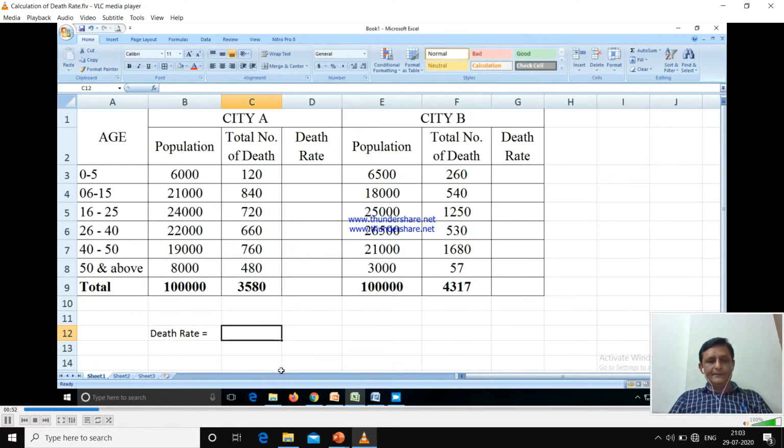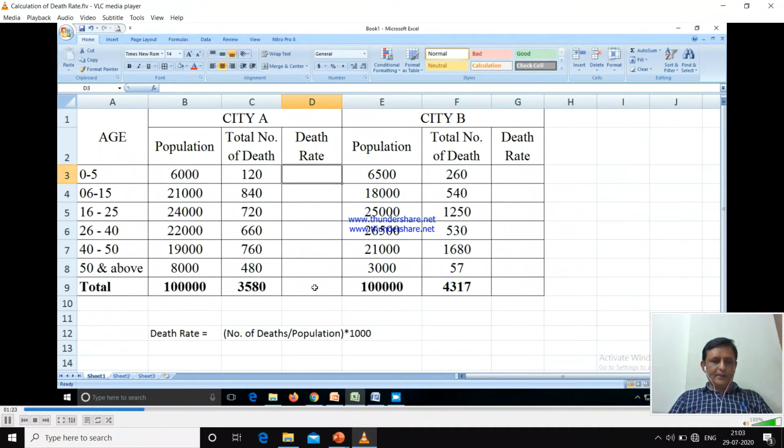Number of deaths divided by total population, or population, into 1000. Let me close the parenthesis first and then we multiply that by 1000. So it is a very simple calculation for death rate. This is what we require to check for both city A and B. Now let me implement this.